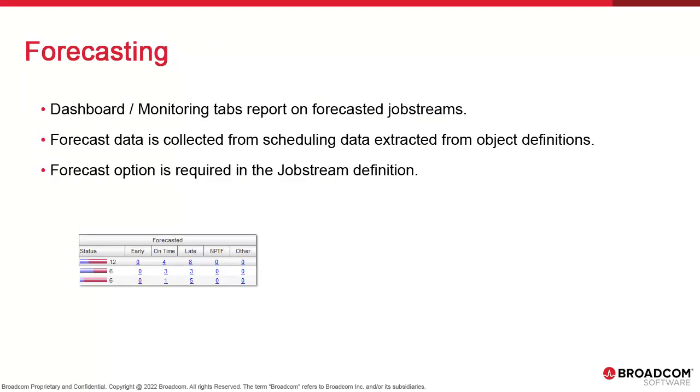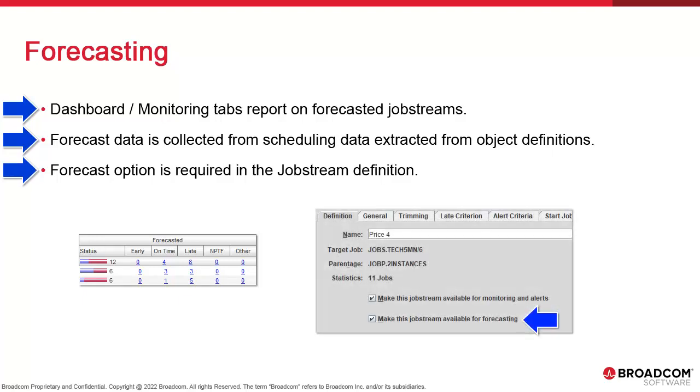Just a quick note on forecasted jobs. Forecasting is available in both the dashboard and monitoring tabs. It shows the job streams that are scheduled to run in the future. As opposed to many of the other data points, this data is not extrapolated from historical records, but sourced directly from the scheduling object definitions extracted from the schedulers. If we use Atomic as an example, that would be objects like the JSCH. In order to activate forecasting for a particular job stream, make sure the option is selected in the job stream definition.